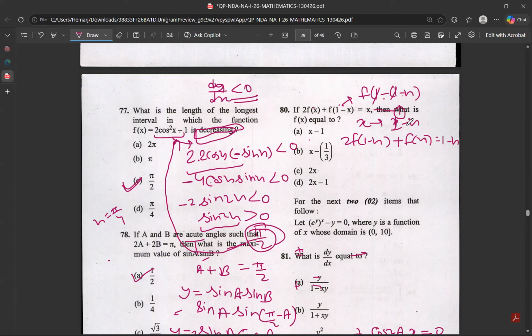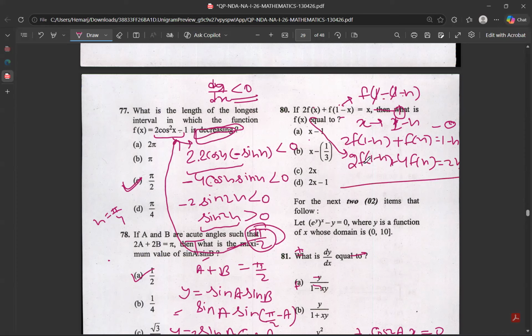So what we have done is simply put x equal to 1 minus x. Again, I'm repeating, put x as 1 minus x. This will be our equation 2. Now multiply equation 1 by 2. What will be the advantage in that condition? This will become 4f(x), and 2f of 1 minus x will stay 2f of 1 minus x, equal to 2x.